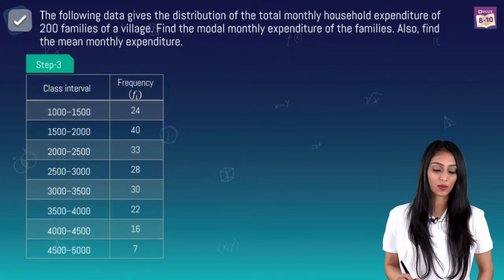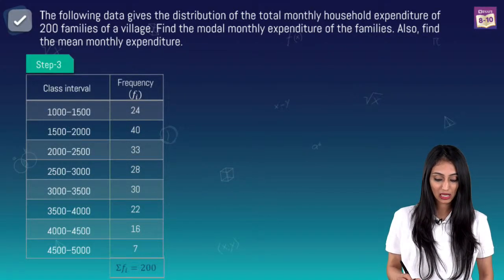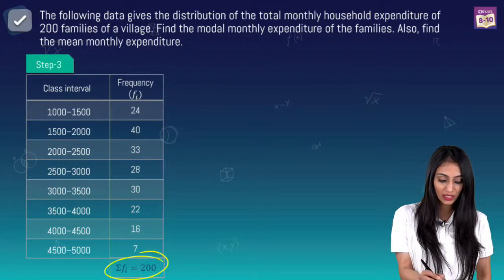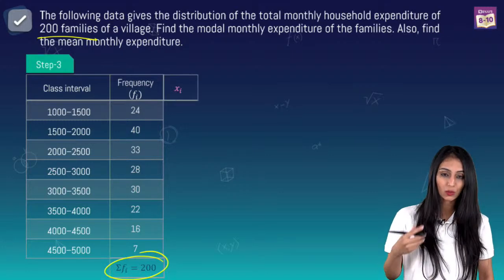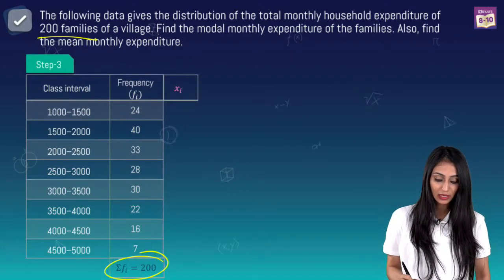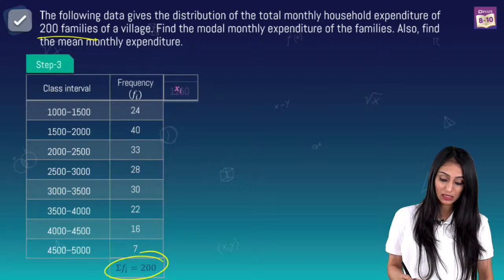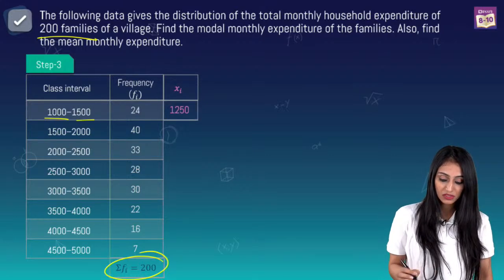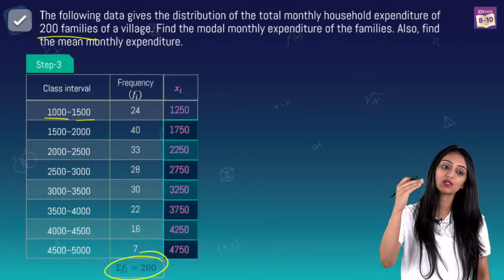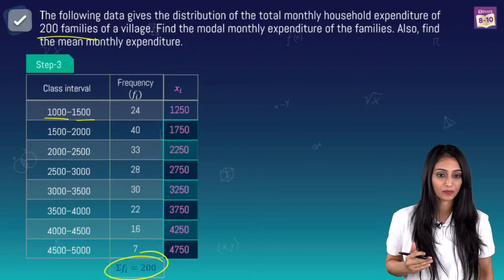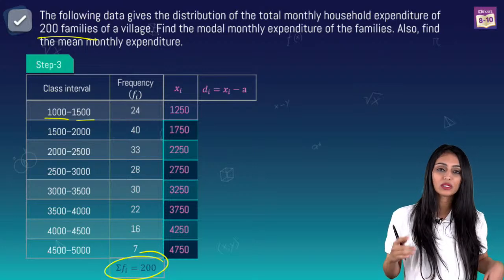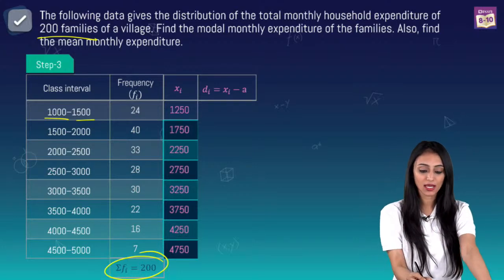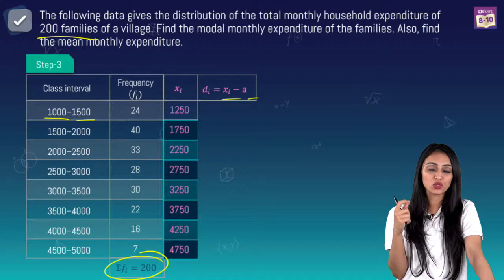Now we will discuss the mean. Frequency is given, class interval is given. The total of frequency is already given in the question, 200 families, so no need to calculate this. First we will find the xi. How do we do that? Lower limit plus upper limit by 2. So 1000 plus 1500 by 2 is 1250. Like this you find for each one of them. Coming to di, I am using the assumed mean method here, which is xi minus a. So how do we assume the mean?